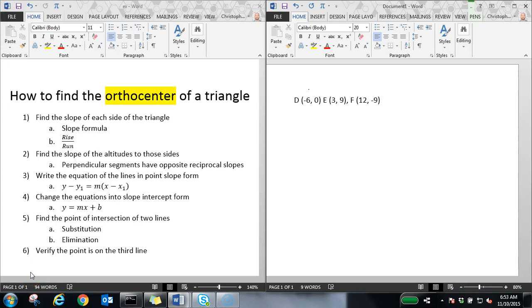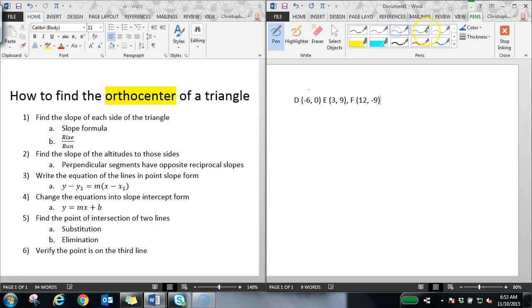So if we want to find the orthocenter of a triangle, we've got to do a bunch of different steps. We've got to find the altitudes, graph them, and find where they intersect, and that's our orthocenter. So first thing I suggest, if we have 3 points, is that we draw our triangle. Doesn't matter what it looks like, we just need a triangle. And then we have to find the slopes of these lines.